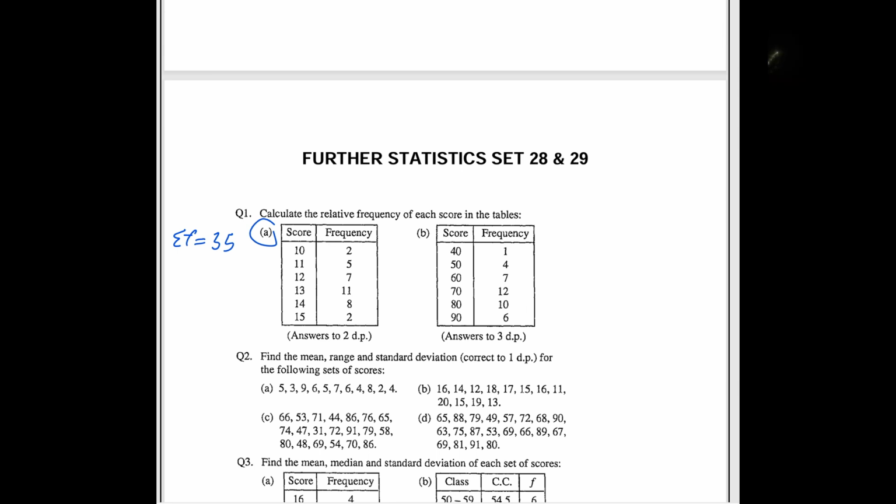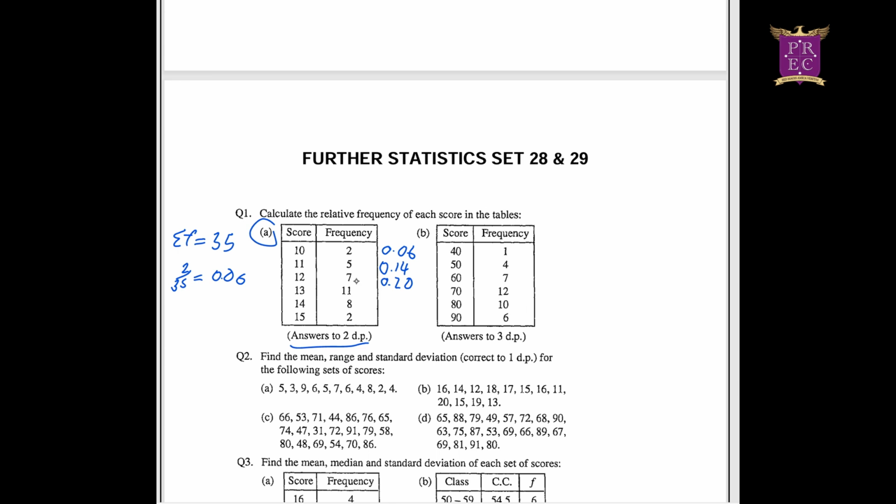To find the first one, we just do 2 over 35. Put that in the calculator. It should give us 0.06. Answer to 2 decimal places. Okay, so this one 0.06. Let's do the second one. 5 over 35, 0.14. 7 over 35, 0.20.